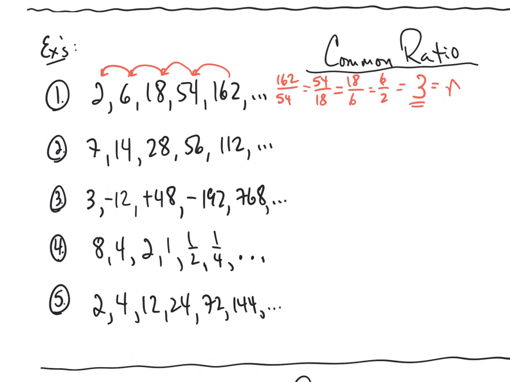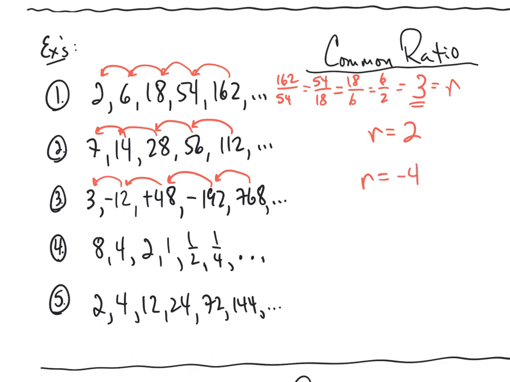My second example is also geometric because we take any of the terms and divide by the one that comes before it: 112 divided by 56, 56 divided by 28, 28 divided by 14, 14 divided by 7. No matter which division you choose, you always get the same value, you get 2. My third example is also geometric: 768 divided by negative 192, negative 192 divided by 48, 48 divided by negative 12, negative 12 divided by 3. No matter which pair of consecutive values you pick, you always get negative 4.